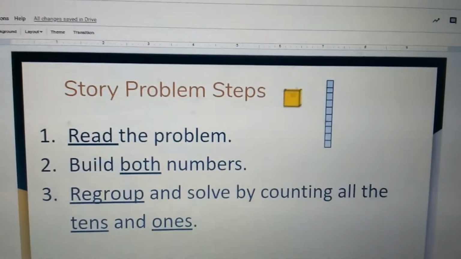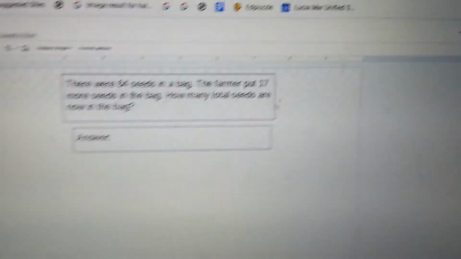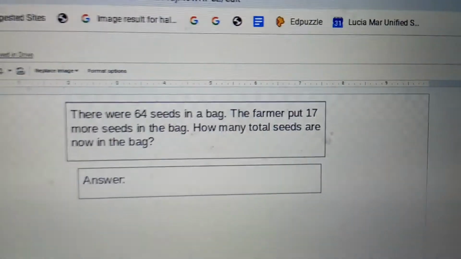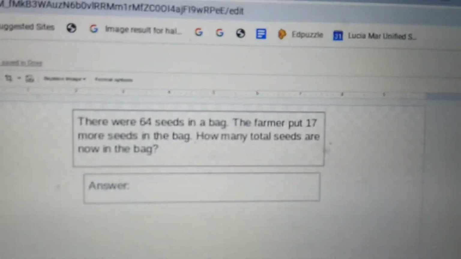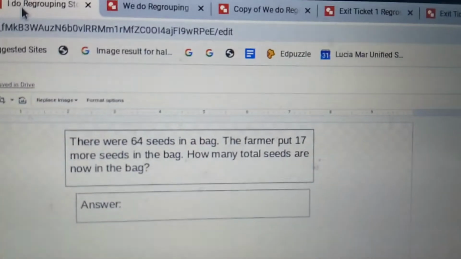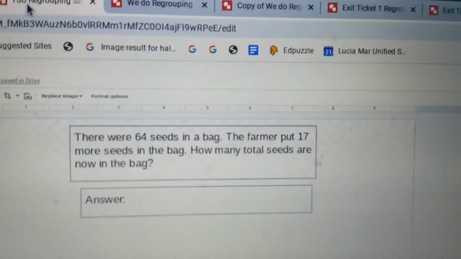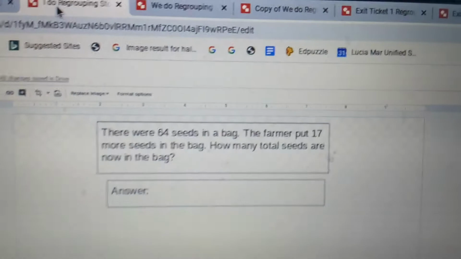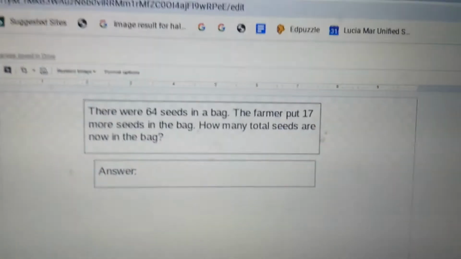Okay, so let's take a look at our first problem. So here it is. As you can see, the first thing I need to do is read my problem. It says, there were 64 seeds in a bag. The farmer put 17 more seeds in the bag. How many total seeds are now in the bag? So that was step number 1, where I read the story problem. Now I'm ready for step number 2.